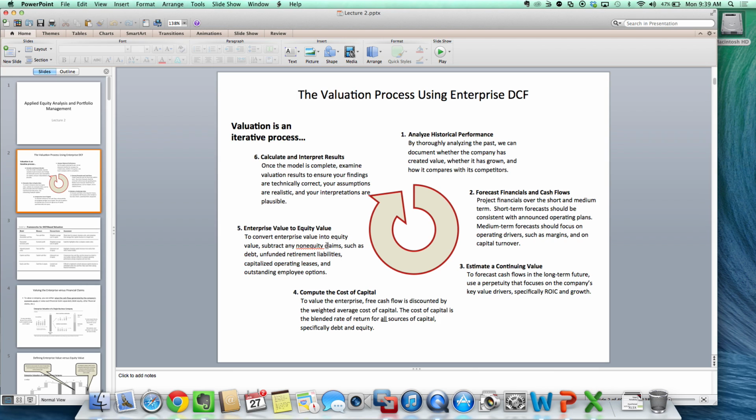And then finally, we're going to go through an iterative process to test our assumptions and make sure we really understand what's happening with the valuation. So that's really the process that we're going to be following over about the next 3 or 4 weeks of class. And as I said, this week is really about number 1, analyzing historical performance. Next week will be about forecasting. That's really what we're going to be focused on for the next 2 weeks before the midterm.